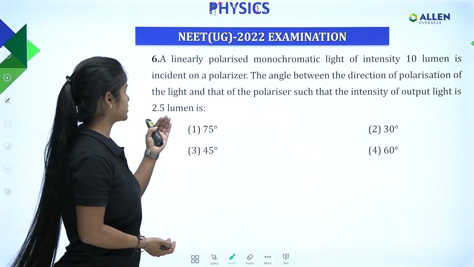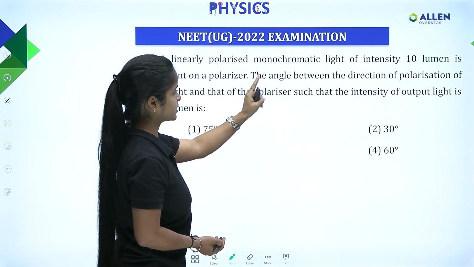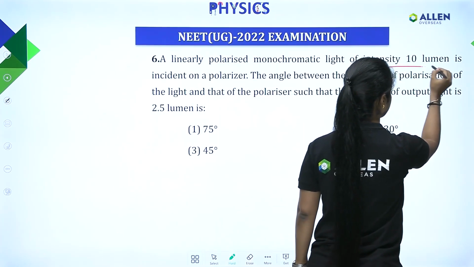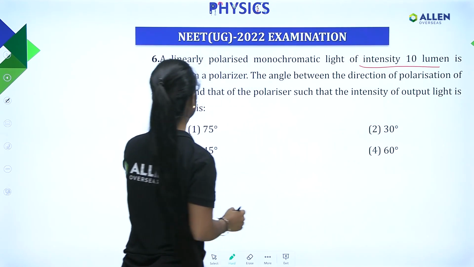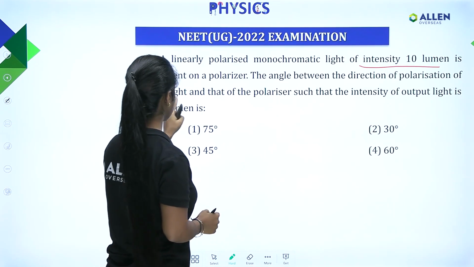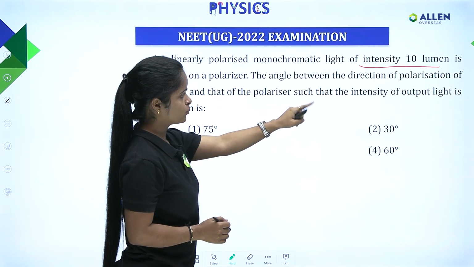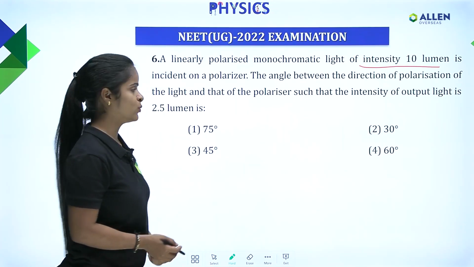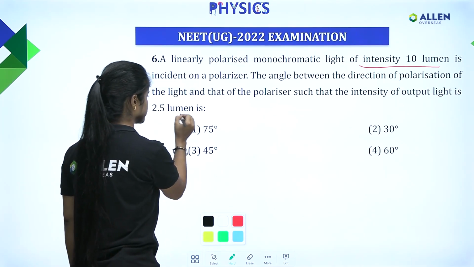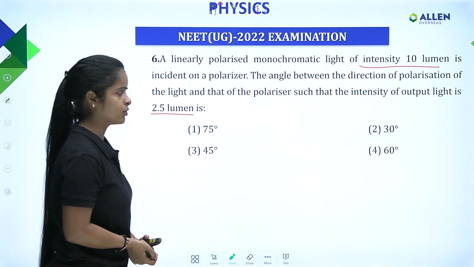Now here is question number 6. Let's read what is written here in the question. A linearly polarized monochromatic light of intensity 10 lumen. This is the value of intensity. 10 lumen is incident on a plane polarizer. The angle between the direction of polarization of the light and that of the polarizer is such that the intensity of output light is 2.5 lumen. This is the value of the final output intensity that we are getting through the polarizer, right?